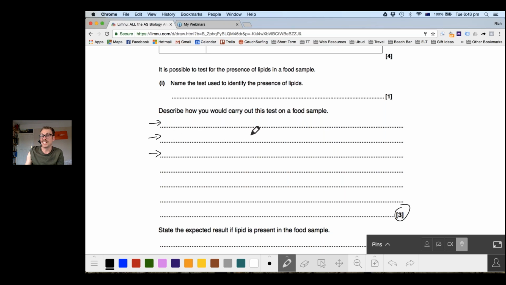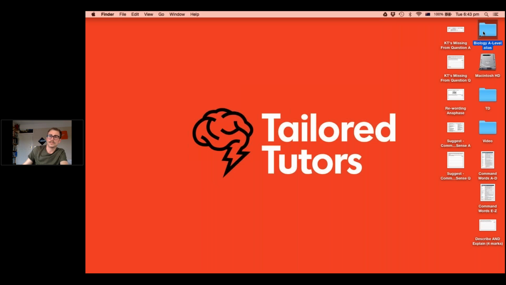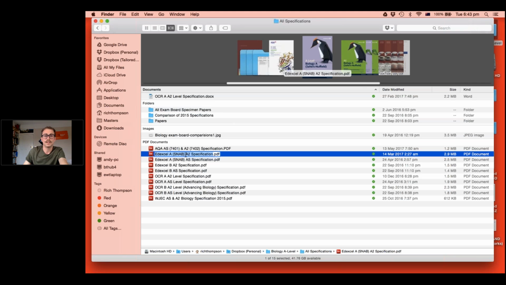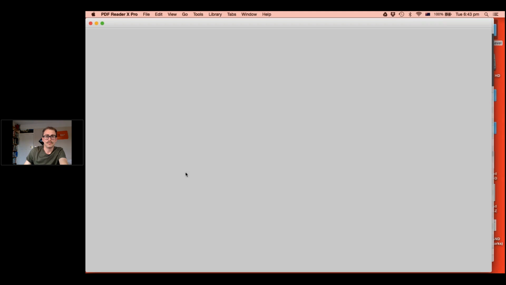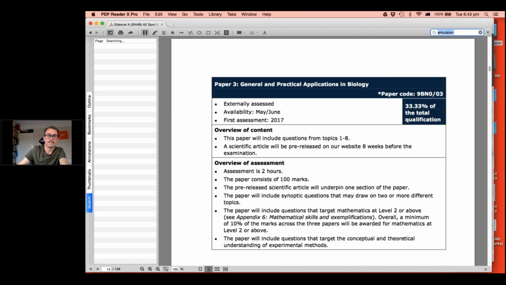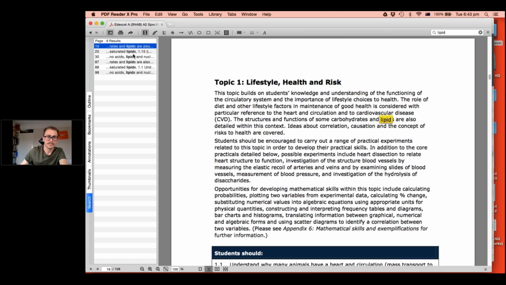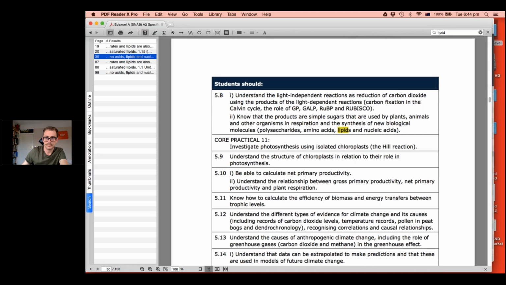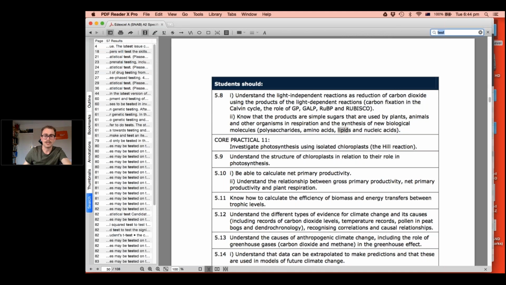Yeah, add ethanol, mix, shake, stir, pour into water. The emulsion test for Edexcel, Imogen, yes, you do. You have to know the test for the biological molecules. I will double check, but let me just get rid of this. I can find that right now. I'd be amazed if you don't. Oh, I'll find it and I'll let you know.